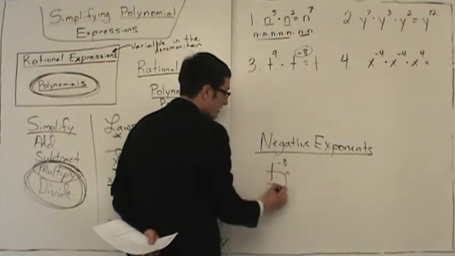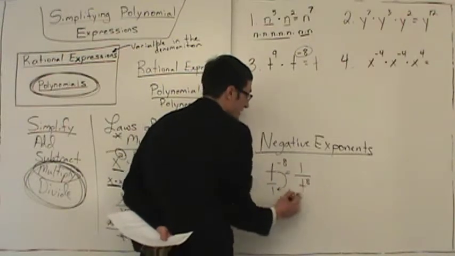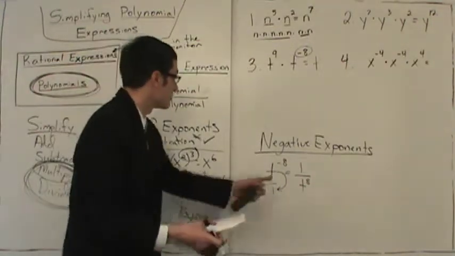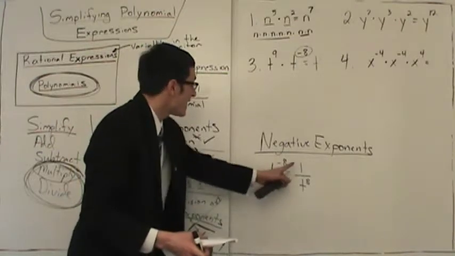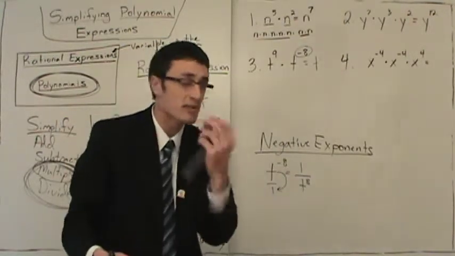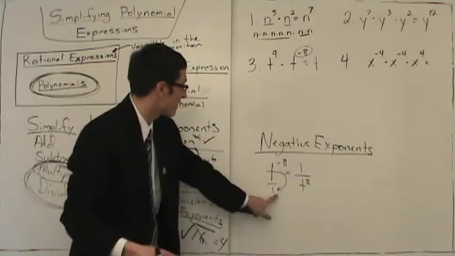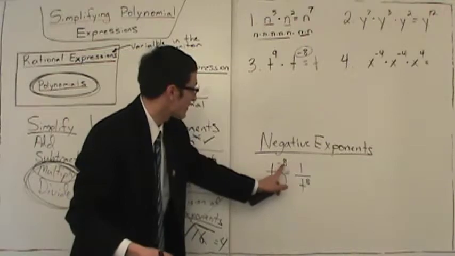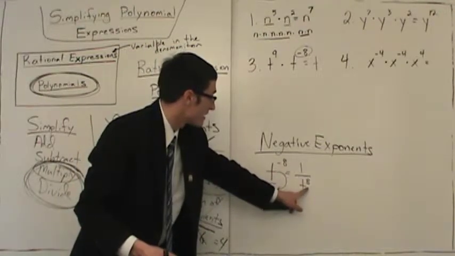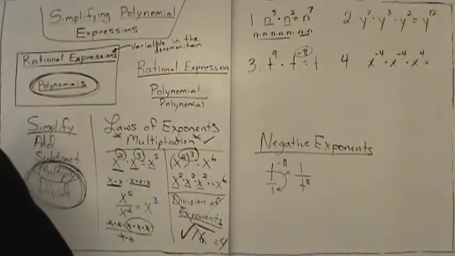From the numerator to the denominator, and we're going to have 1 over t to the positive 8th. So notice, t to the negative 8th moves from the numerator to the denominator, and notice when it moves, nothing is left on top. And when I say nothing, nothing means a 1. So t to the negative 8 moves to the bottom. We change the sign of the exponent from negative to positive. And what's left on top? Nothing. So we write a 1. Okay, so 1 over t to the 8.